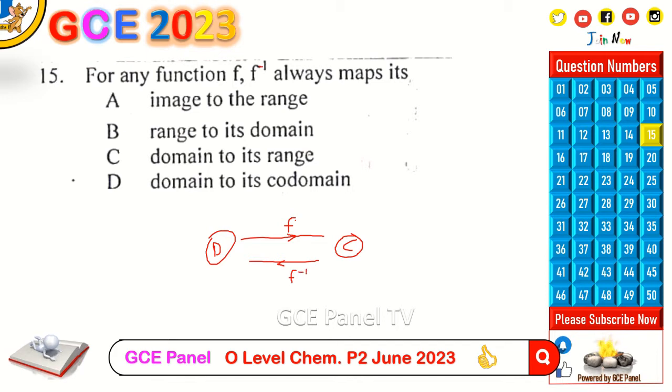So let's see, for any function, f inverse always maps its what? Maps its image to the range. This one is not correct, right? Range to its domain. As we have said here, this can be the codomain, but it can only map the range elements. So it has to map the range to the domain. It brings back, because f moves from domain to range, while f inverse moves from range back to domain. So our key here is B.